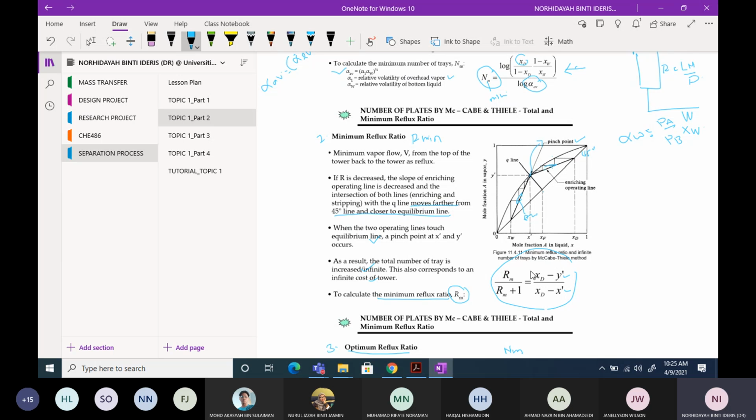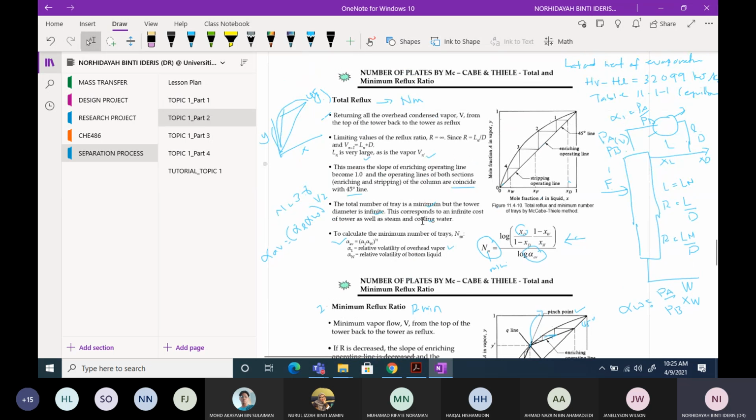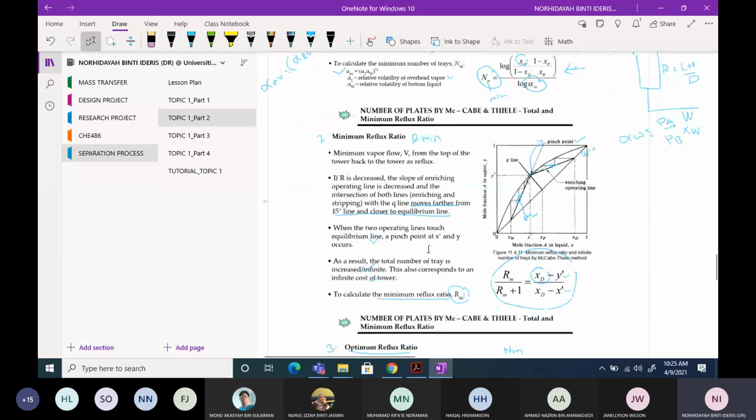You know this XD refers to the component's composition in the distillate stream, and Y prime, X prime, you can find that value from the pinch point on your graph paper. Okay, so since both of the first two cases, total reflux and minimum reflux, are not favorable because of the cost.